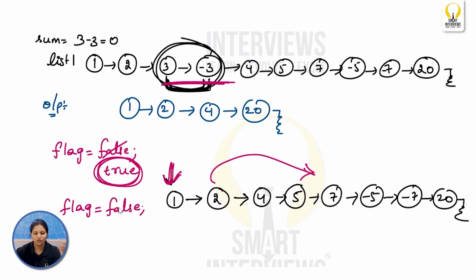Clear? So this is what we are going to do. If we do this, what will happen? We'll trace it again.